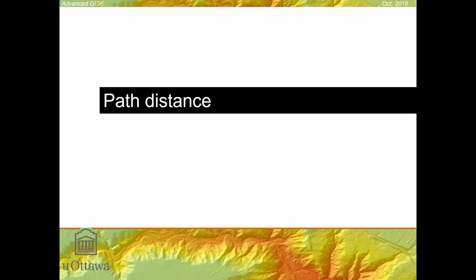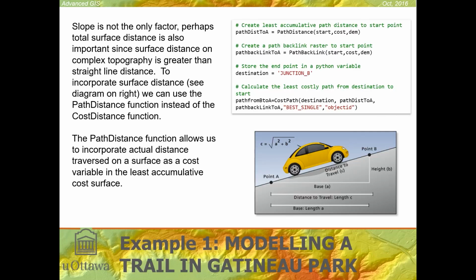Related to cost distance is path distance. We could start to think, well, this simple model of just slope wasn't sufficient, so it's probably not the only factor. And one thing to keep in mind about DEMs is that the slope doesn't calculate the actual distance traveled.